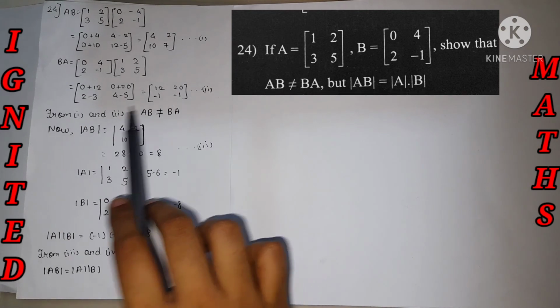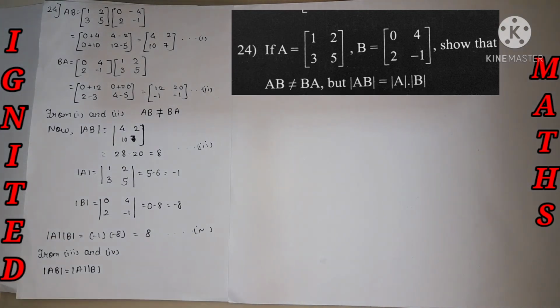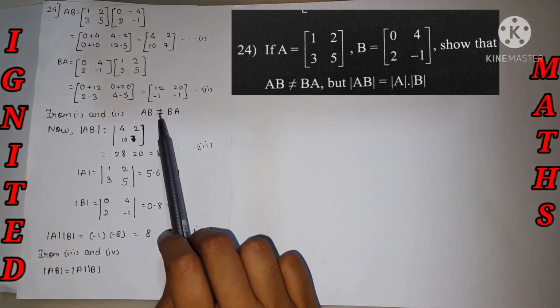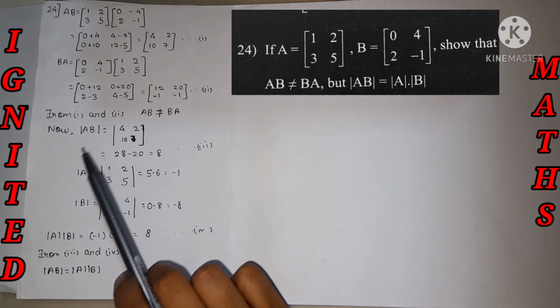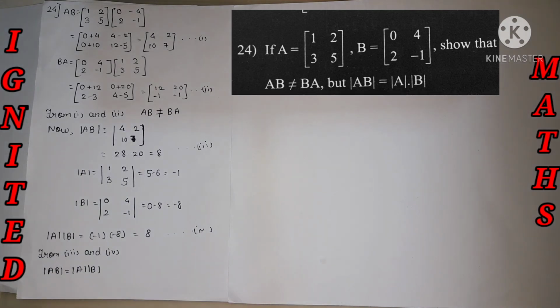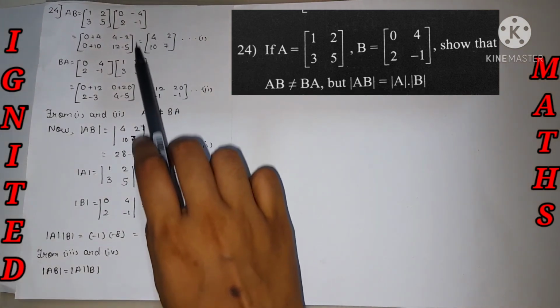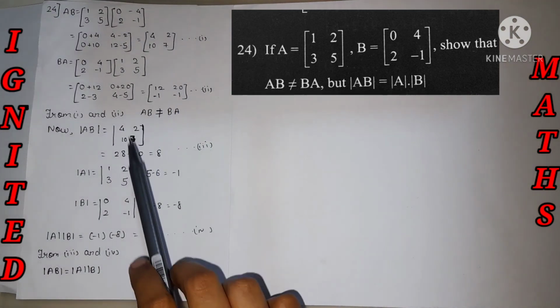Okay, we got the answer, but the question itself says that AB is not equal to BA. We need to show it, and it's absolutely right. AB is not equal to BA. We have got it. Now again they have asked for the AB determinant, that is nothing but AB we have got. Find out the value of the determinant of AB.